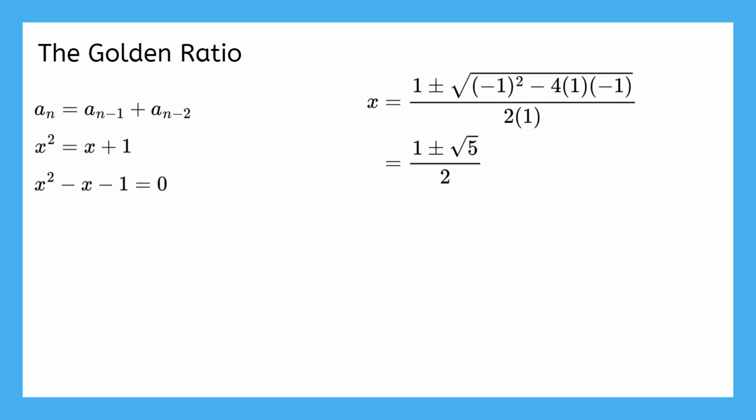Now, why on earth did we do this? We'll take a look at the approximation of the solution that uses the plus. Oh, wow. That's the same number that we found on the previous slide. This number is called the golden ratio, named by the Greek letter phi.